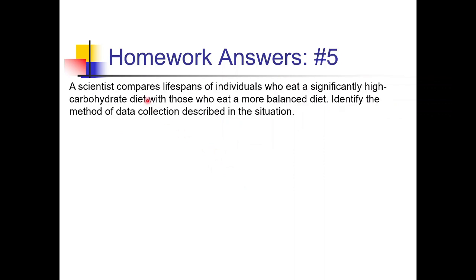On this one, a scientist compares lifespans of individuals who eat a significantly high carbohydrate diet with those who eat a more balanced diet. Identify the method of data collection described in the situation. So we've got 4 big collection processes. One would be a simulation where you basically have a computer fake it a bunch of times and see what would have happened. So that doesn't really involve real life individuals at all.